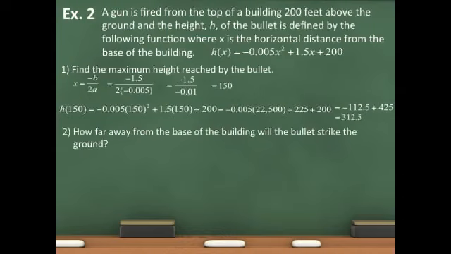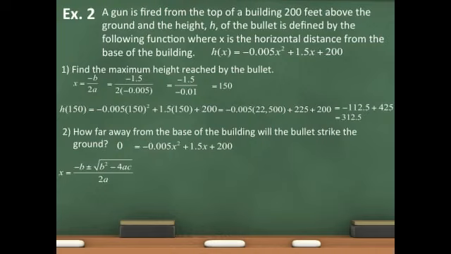Let's also find the following. How far away from the base of the building will the bullet strike the ground? When the bullet strikes the ground, the value of h will be 0. The bullet is 0 feet above the ground. Set h equals 0 and solve for x. We might be able to solve this equation by factoring. However, the decimal numbers may make factoring difficult. The quadratic formula will make the work a bit easier.